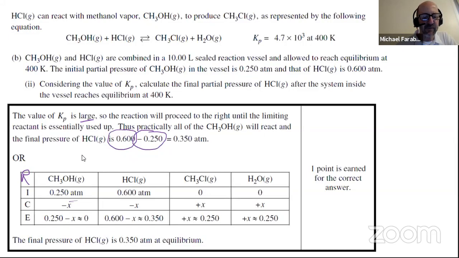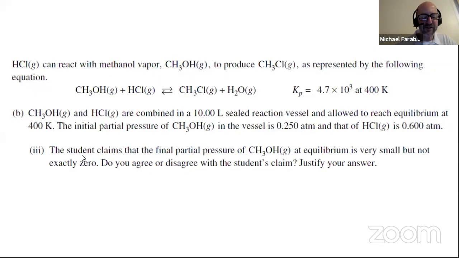So we're doing this RICE table in terms of pressures because they are proportional to moles. And now we get effectively not much CH3OH left, and 0.6 minus 0.25 is 0.35. So the pressure of HCl at equilibrium is 0.35 because we can treat this like a limiting reactant problem. Now, I said it's essentially 0 for the methanol, but it's not actually 0. It's just a really, really small number.